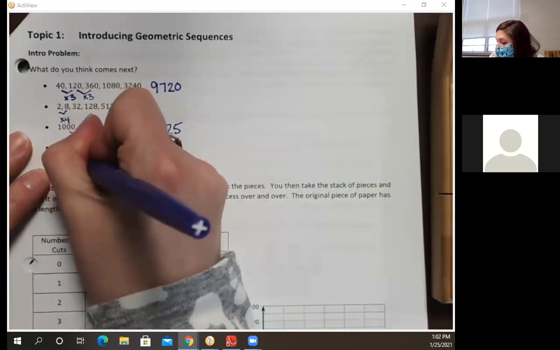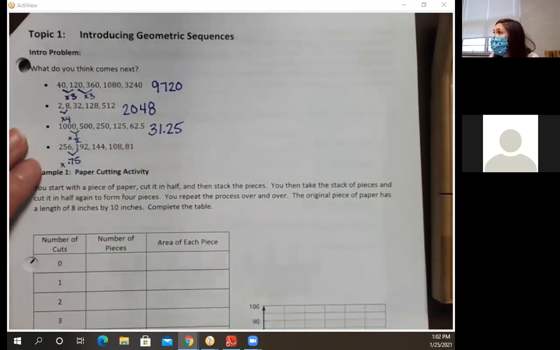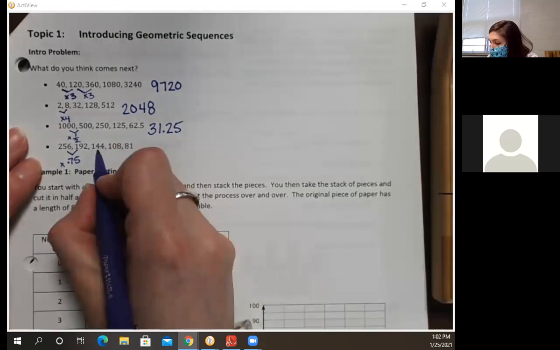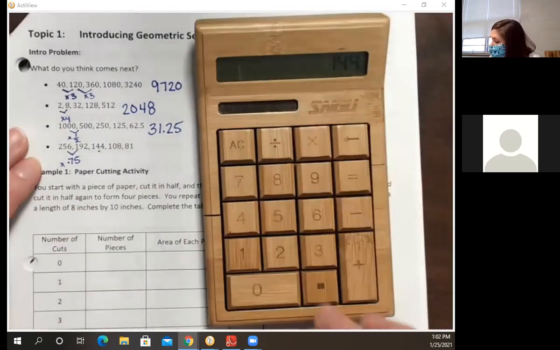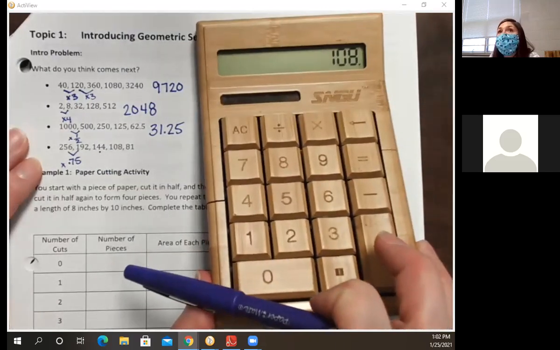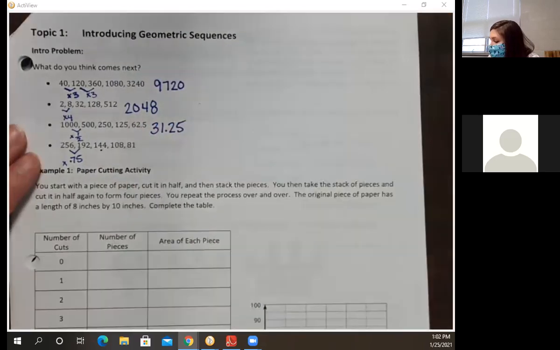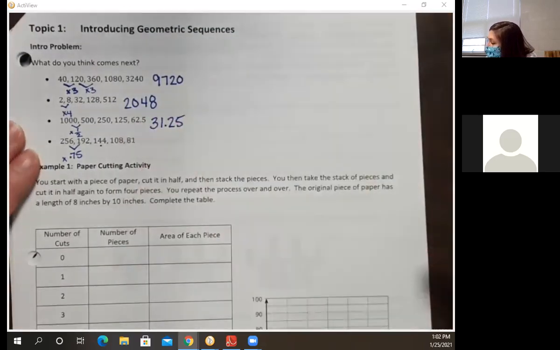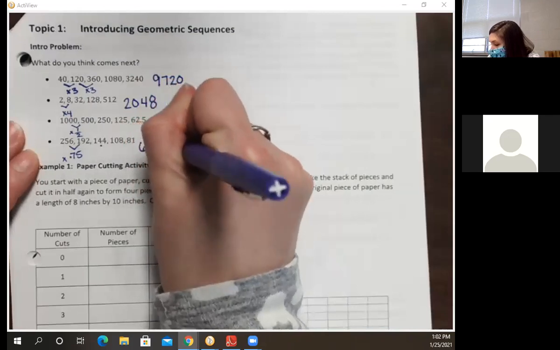Now, I'm going to check this just to make sure. So this should work for every single pair of terms in my sequence. So let's take 144 and multiply by 0.75. Is that the next term in my sequence? Yep. So what we're multiplying by here is 0.75. So my last term would be 81 times 0.75, which would give us 60.75.